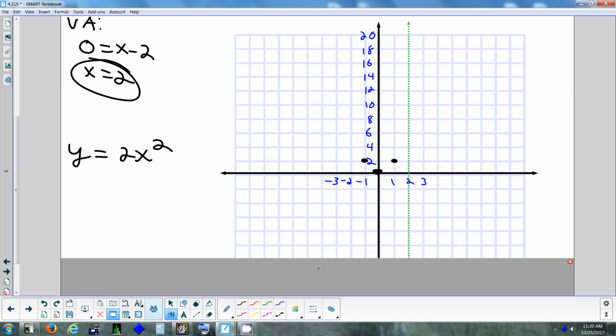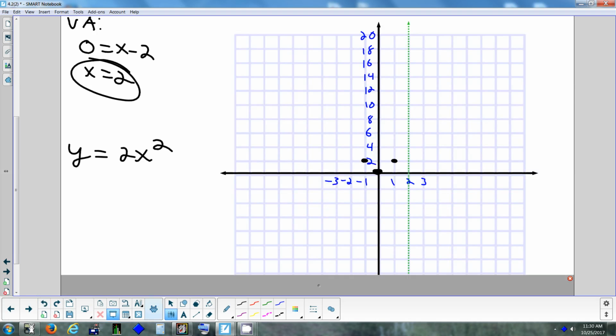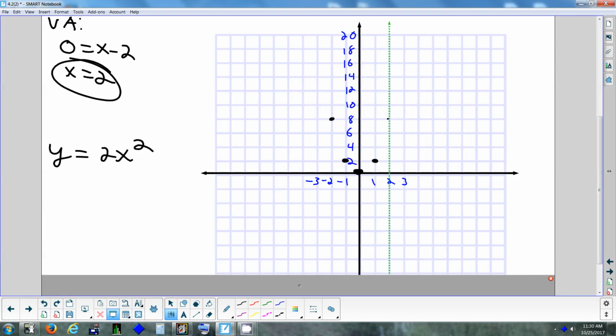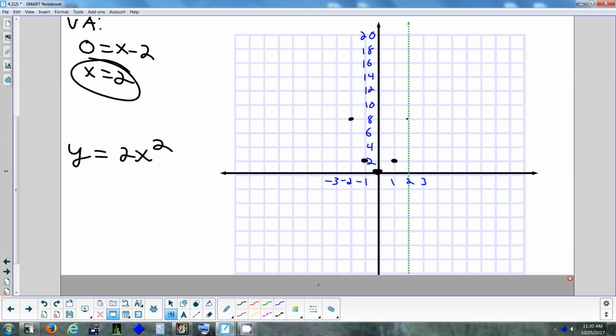All right, let's do a couple more points. When x is 2, Tyler, what do I get when x is 2? 8. Yep, so 2, 8. So right about there. And Tyler, other Tyler, what about when x is 3? That'd be 18. 18. All right, so 3, 18, negative 3. Okay, hopefully I've got those at the right spots.